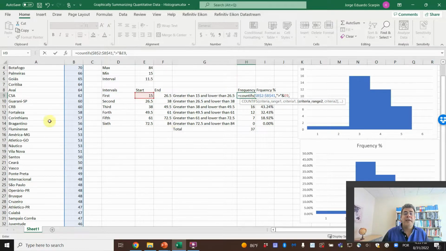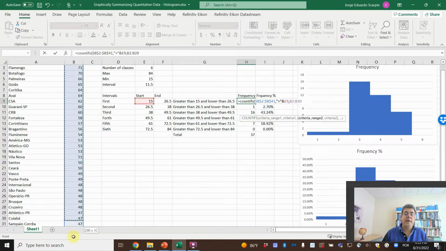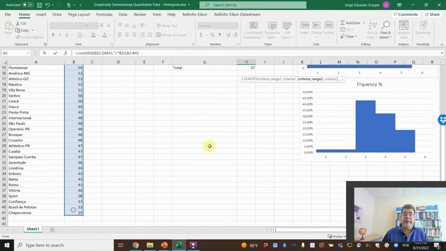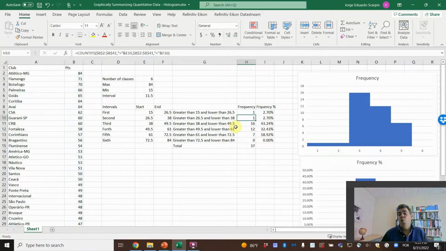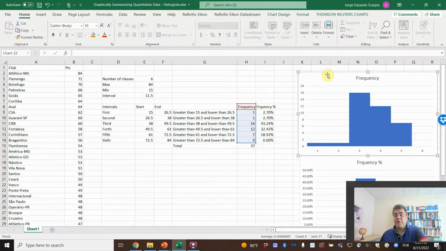Comma, criteria range 2. The same, you need to select it again. And if you try to use the AND formula for the criteria, it will not work. And then criteria 2, double quote, lower than, and 26.1. Click only, copy and paste it. We have it, and we are facing a situation here. And let me delete the histogram.